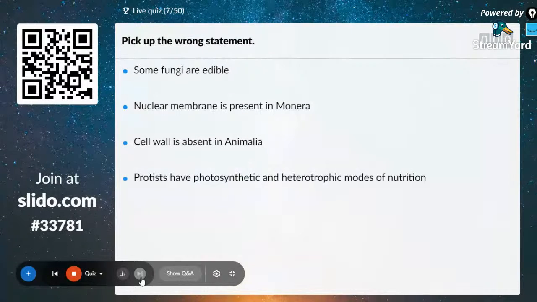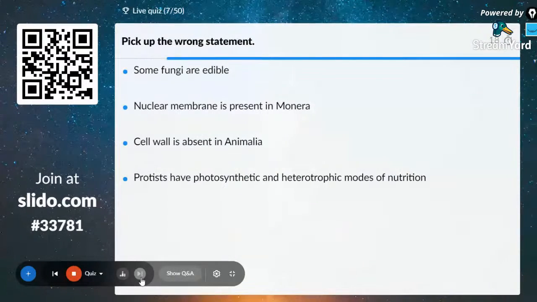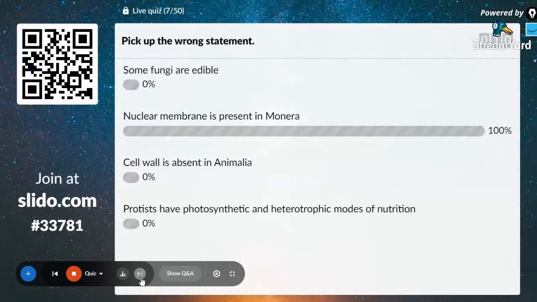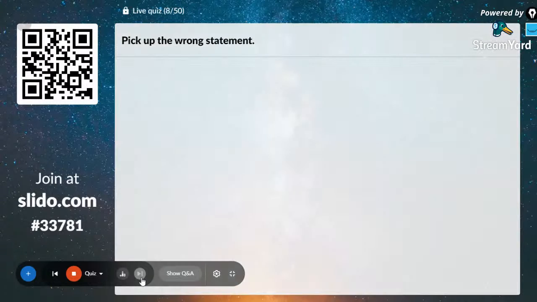Some fungi are edible. Nuclear membrane is present in Monera. Cell wall is absent in Animalia. Protists are photosynthetic and heterotrophic mode of nutrition. Simple question. Such a simple question, not even thinking the answer, you can click it off. Pick up the wrong statement. Yes, guys, perfect. It is nuclear membrane is present in Monera. It is actually absent because Monerans are prokaryotic. Next question on the screen.